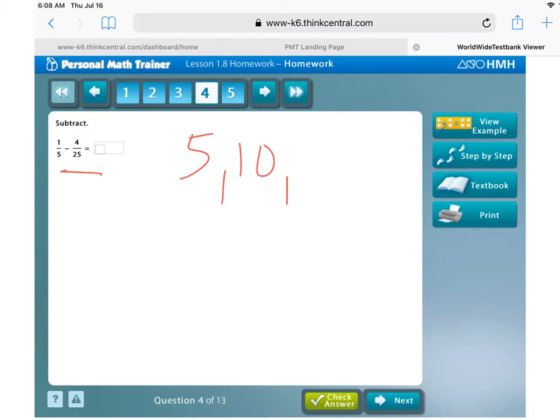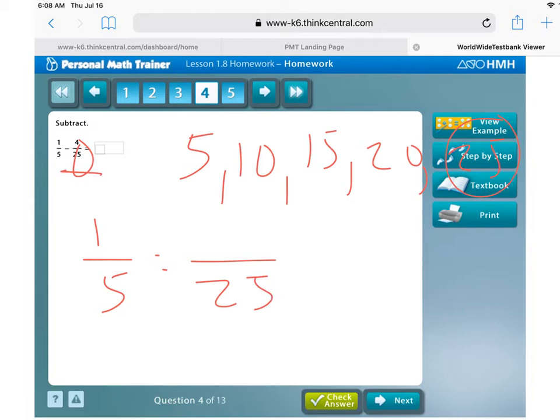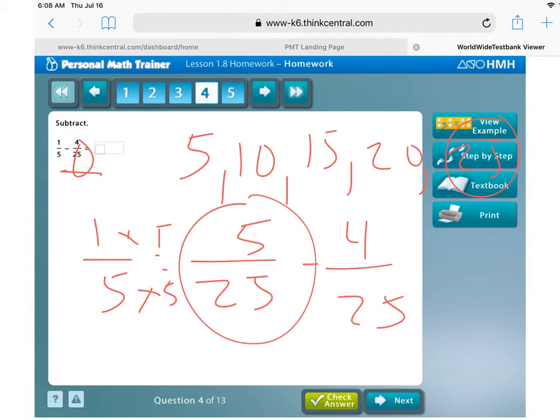5, 10, 15, 20, and 25. So you know that 25 is going to be the lowest common denominator. So we change fifths into 25ths. That's a times 5 times 5. So it is 5 25ths minus 4 25ths, and that's going to be a difference of 1 25th.